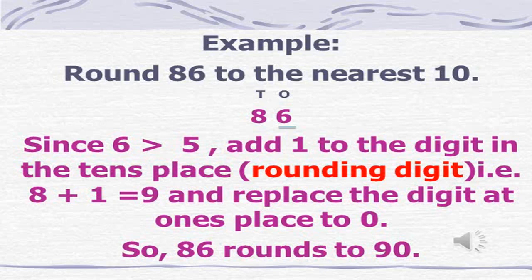Now this digit, we are bothered about this digit now. Now this 6 is greater than 5, isn't it, children? Yes. So we have discussed that whenever that right side digit is 5 or greater, we'll add 1 to the rounding digit. So since here 6 is greater than 5, we'll add 1 to the digit in the tens place. Now this tens place is a rounding digit. So here when we add 1 to this 8, we get 9. And we'll replace the digit at ones place with 0. So 86 rounds to 90.